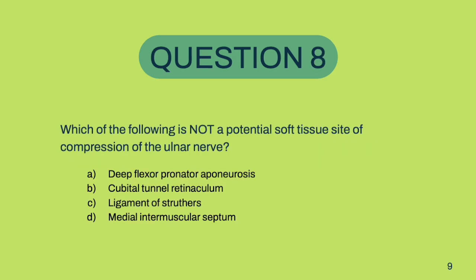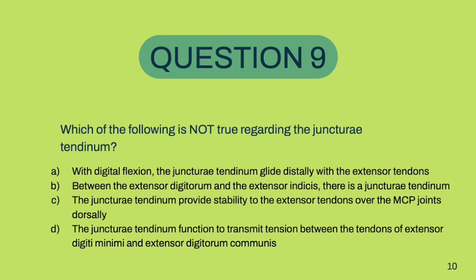Question 8. Which of the following is not a potential soft tissue site of compression of the ulnar nerve? A. Deep flexor pronator aponeurosis, B. Cubital tunnel retinaculum, C. Ligament of Struthers, D. Medial intermuscular septum.